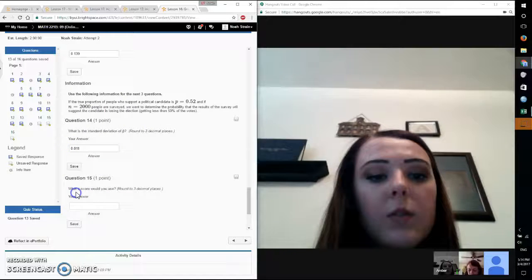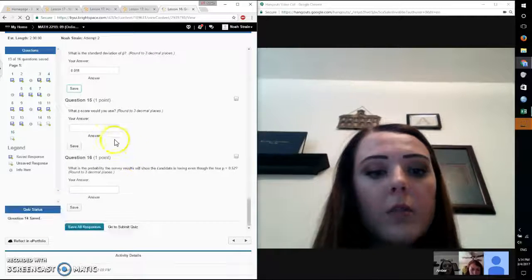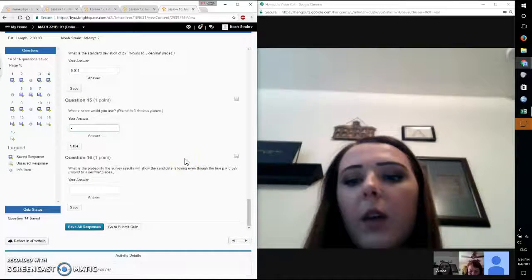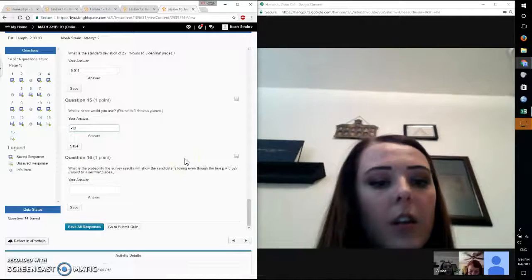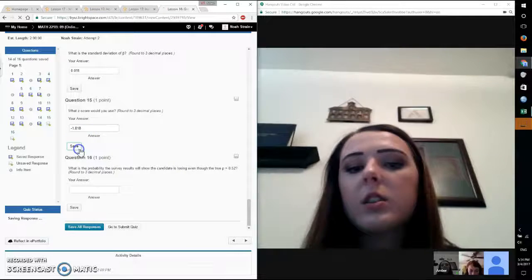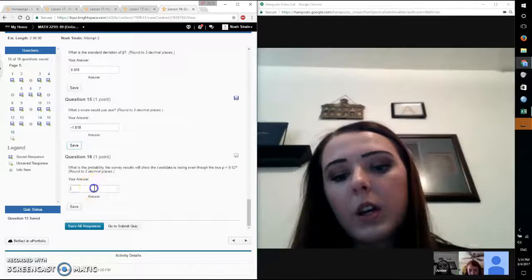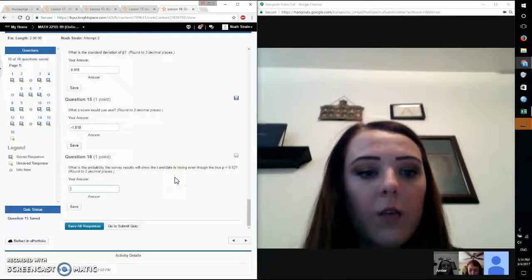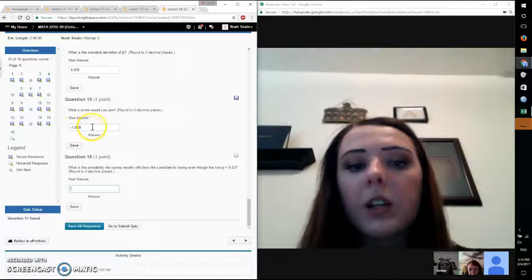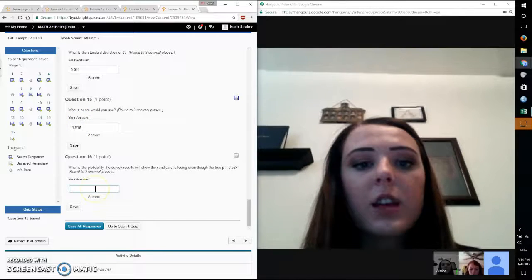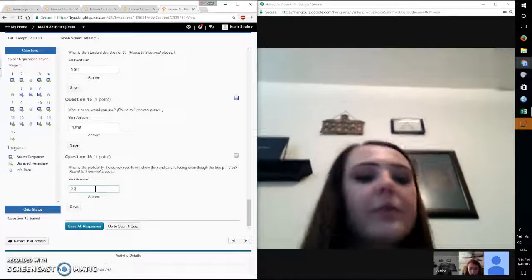And then question 15, what is the z-score? Just the value minus the mean divided by standard deviation, and that should get you negative 1.818. And then 16, what is the probability the survey results will show the candidate is losing even though the true P equals 0.52? So you just plug negative 1.818 into the normal probability applet, and then I highlight just the left side, and you should get 0.035.